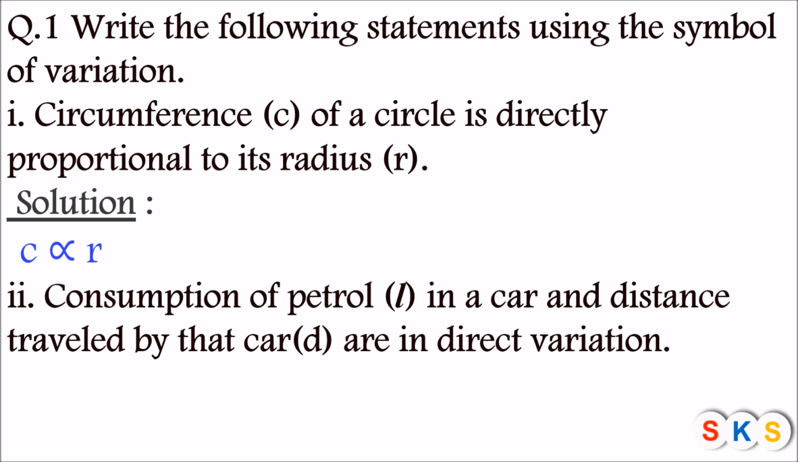Okay, and between L and D we will put the symbol of variation, that is alpha. So we will write this as L alpha D. We read this as L varies directly as D.